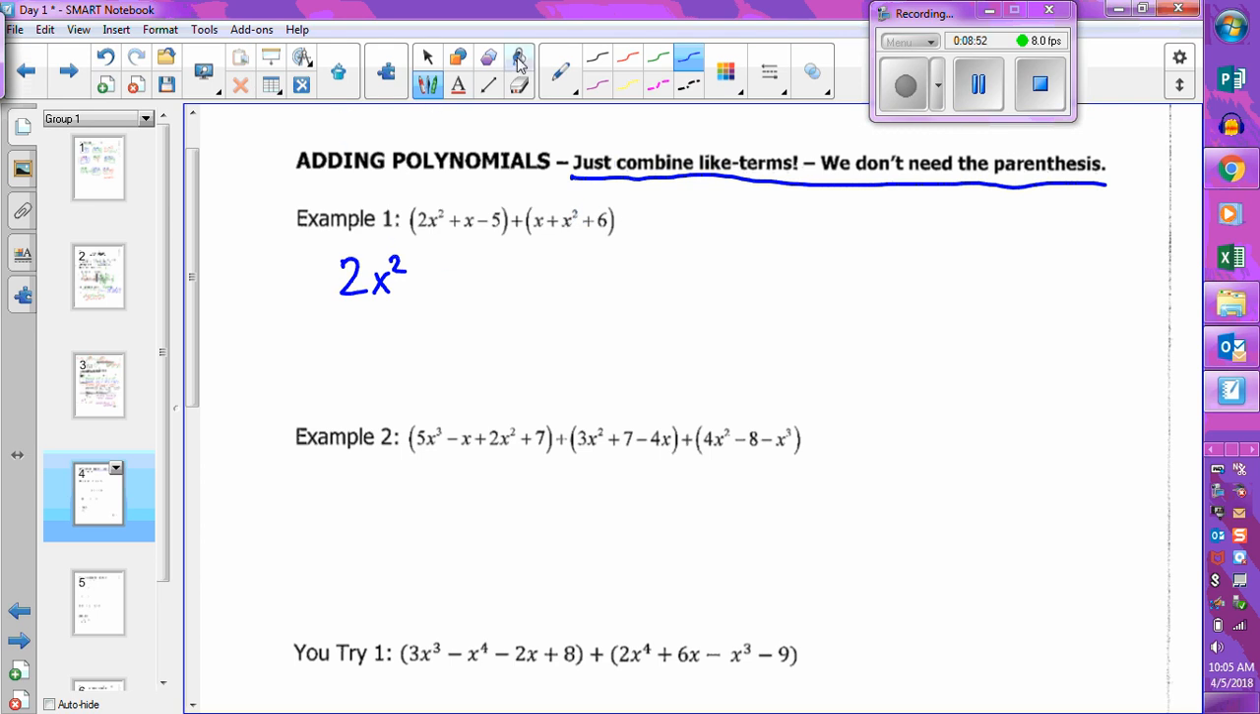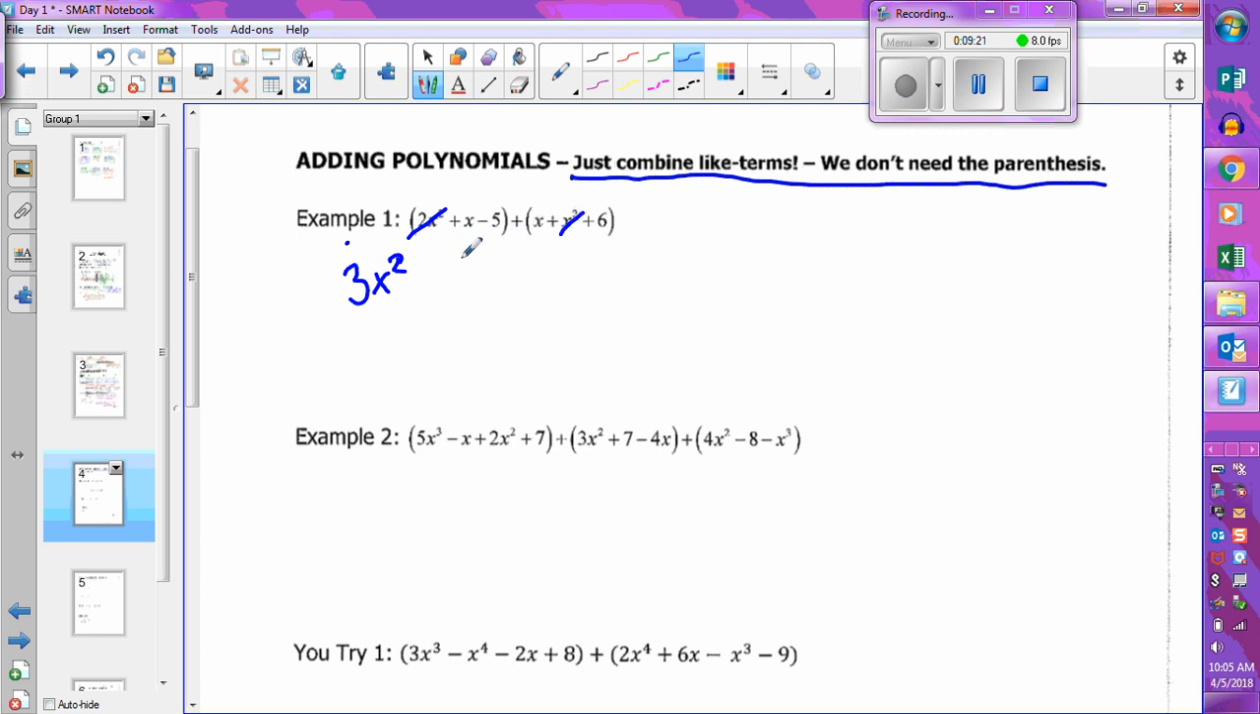Actually, I'm sorry. That's going to be 3x to the second power. Not 2. It's going to be 3. Because remember, even though this is x, it's like having a 1 up front. So this is like an imaginary 1 that's right here, right? So 1x to the second power. If we were to add those together, that would be 3x to the second power. So we use both of those. We combine those terms, correct?